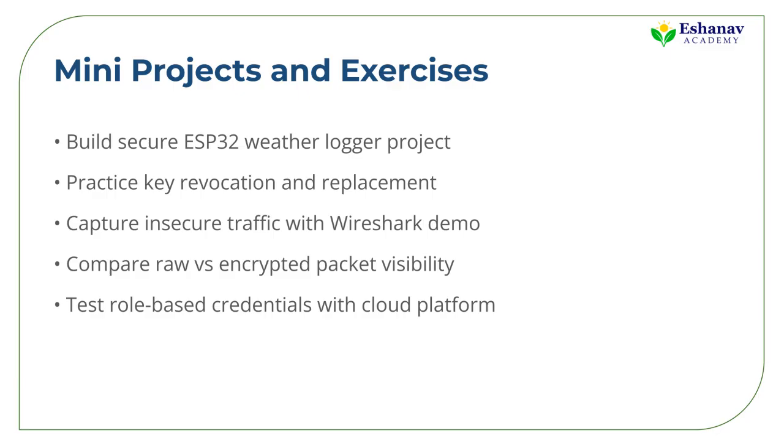The best way to understand security is to experience both sides, secured and unsecured. Start with a secure weather logger. Connect ESP32 to Adafruit IO or HiveMQ using TLS and dedicated API keys. Then, for contrast, run the same project without TLS and capture traffic in Wireshark. You'll be shocked at how exposed your sensor data is. Finally, try role-based control. Configure one credential to only publish and another to only subscribe. When you swap them, the platform will block unauthorized actions. These exercises will give you a visceral understanding of IoT security far beyond theory.